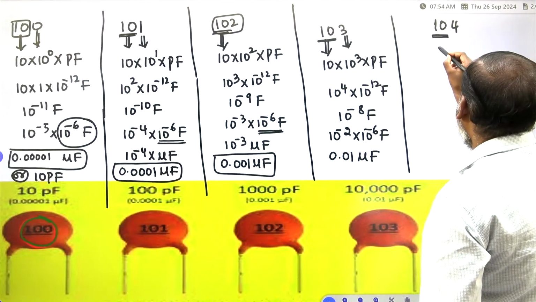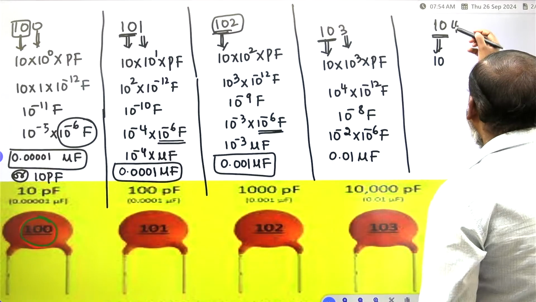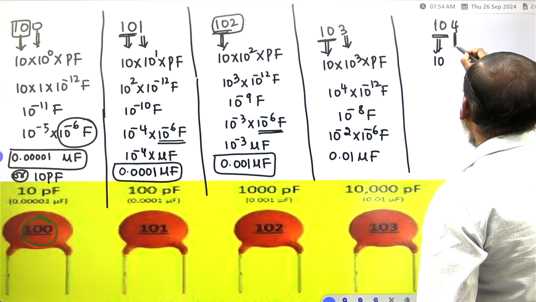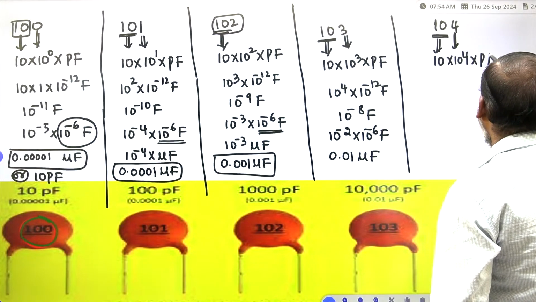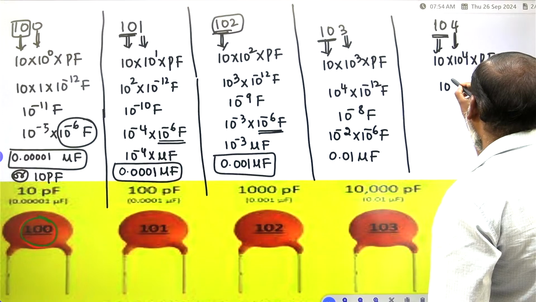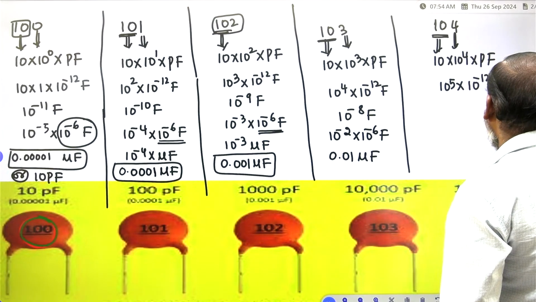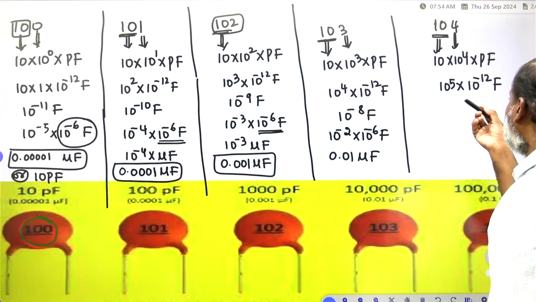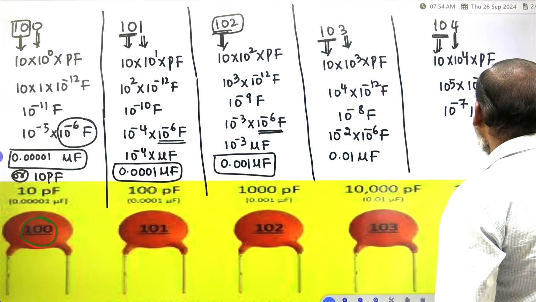If it is 104, how we have to write? First write your digits, two digits you have to take as 10. The fourth one you have to take as a multiplier, 10 to the power of 4. You multiply with picofarad. 10 into 10 to the power of 4 is equal to 10 to the power of 5. 1 pico is equal to 10 to the power of minus 12 farad. So 10 to the power of 5 into 10 to the power of minus 12 is equal to 10 to the power of minus 7 farad.